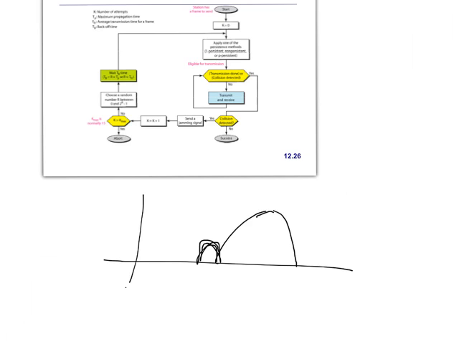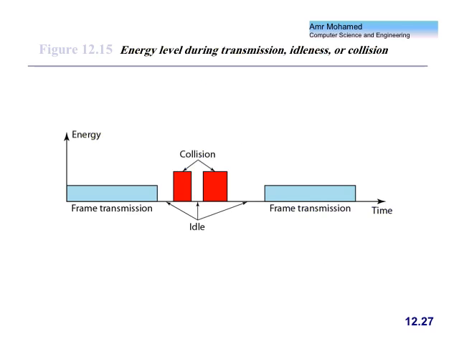Okay, so this way the stations will recognize this jamming signal and extract it, even if there is collision on the shared medium. Okay, any questions? So those are the three major differences.